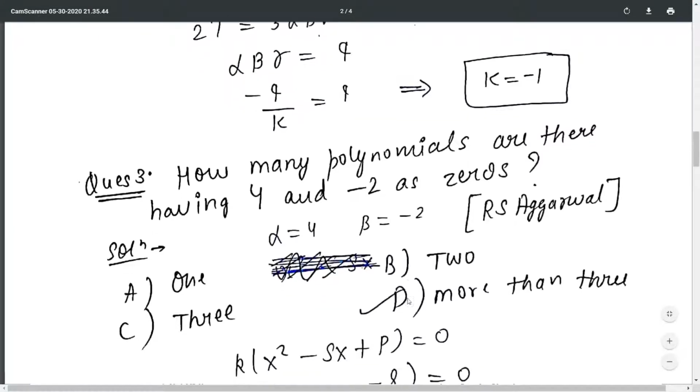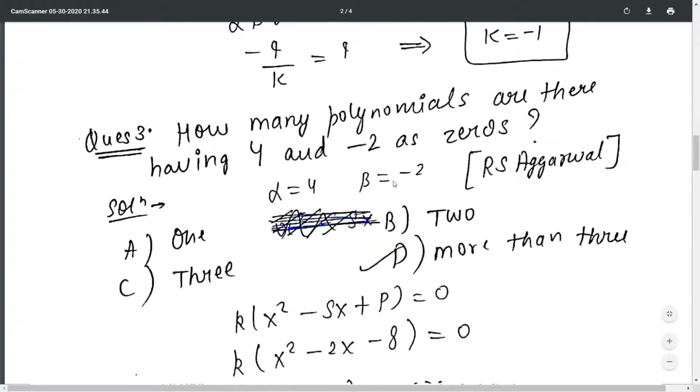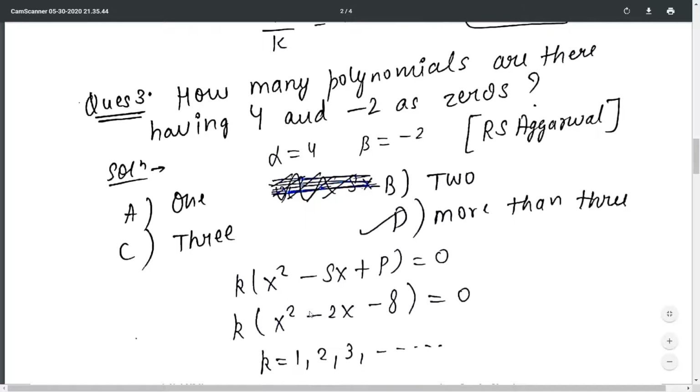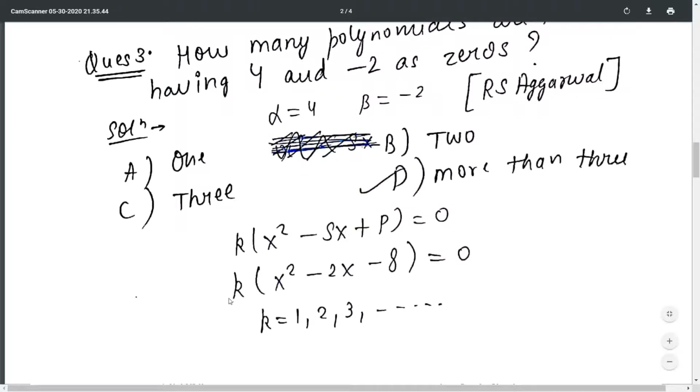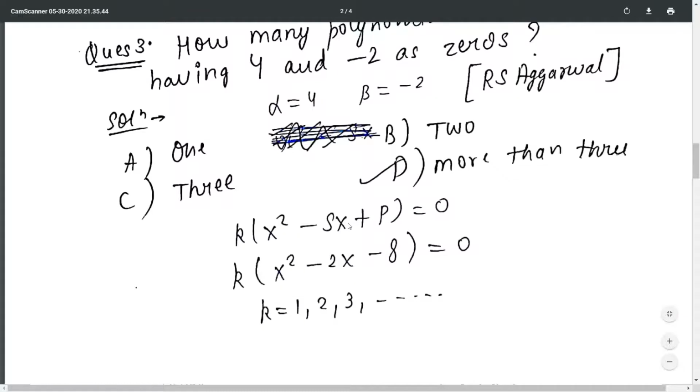So why more than 3? Because sum is 2 and product is minus 8. So we can take any integral multiple of this expression that can be the required polynomial whose roots are these two, alpha equal to 4 and beta equal to minus 2. You take k equal to 1, 2, 3 or anything. So there are infinitely many polynomials, so infinite means more than 3.